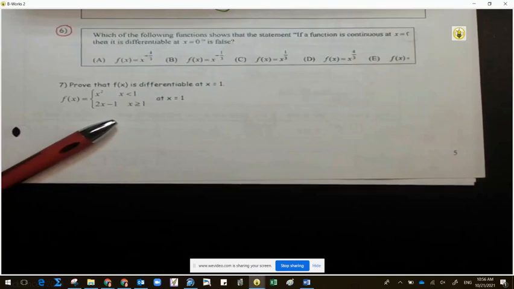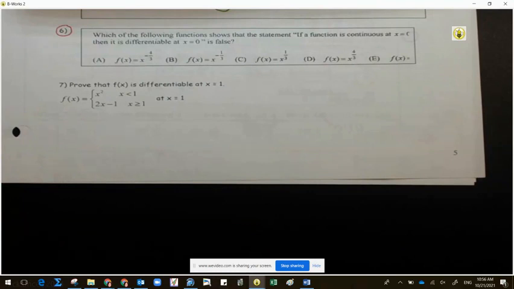Number 6. Which of the following functions shows that the statement, if a function is continuous at x equals 0, then it is differentiable at x equals 0, is false? All right, so it looks like there might be how many answers on this one? 3. Oh, 3 of them.